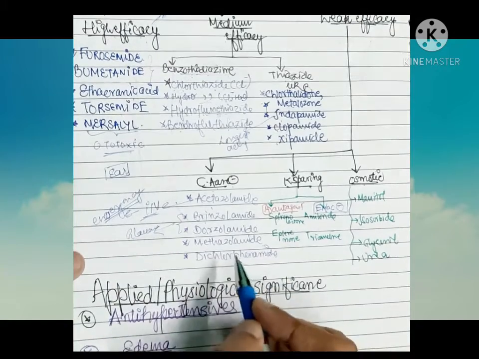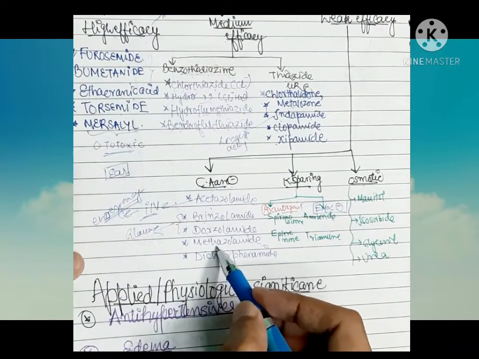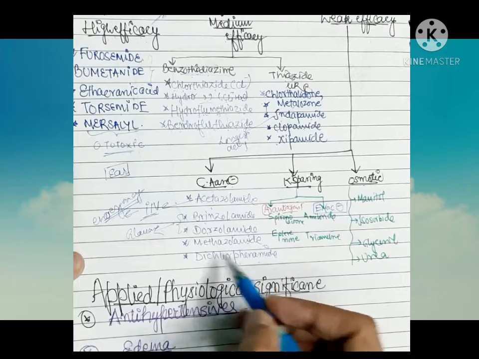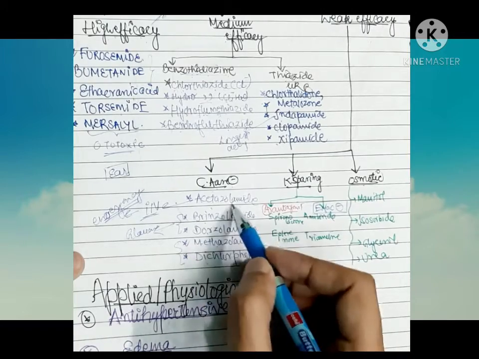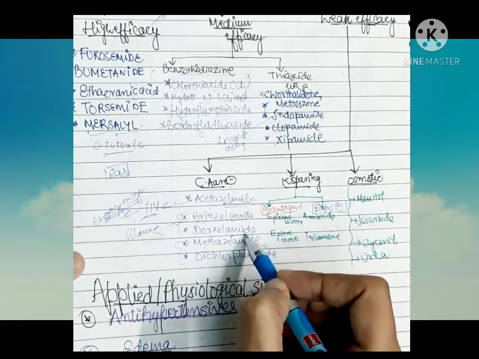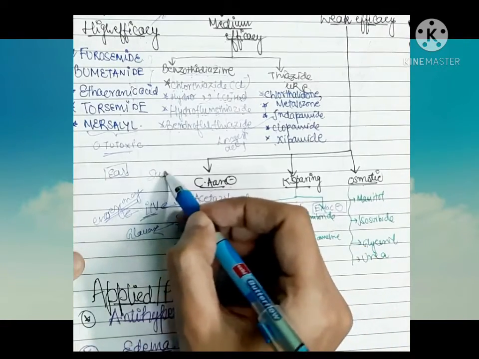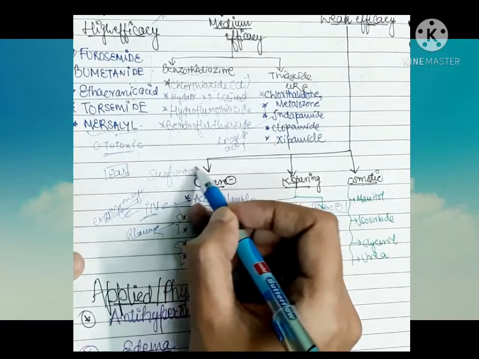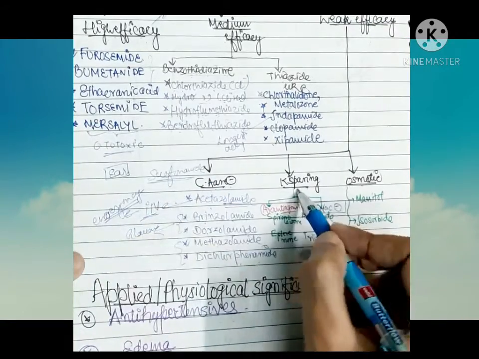Another are methazolamide and dichlorphenamide. These all end with the suffix amide, therefore they are sulfonamide derivatives.